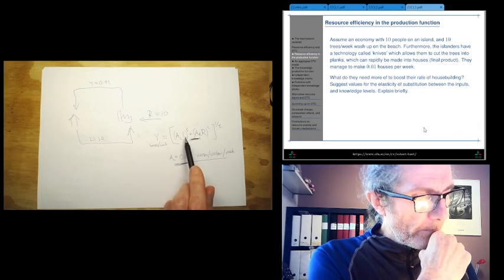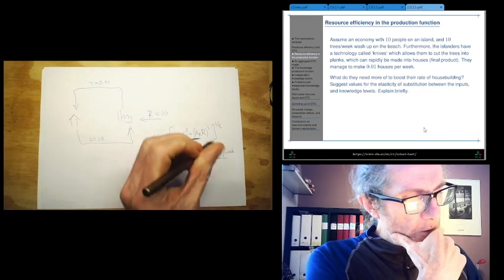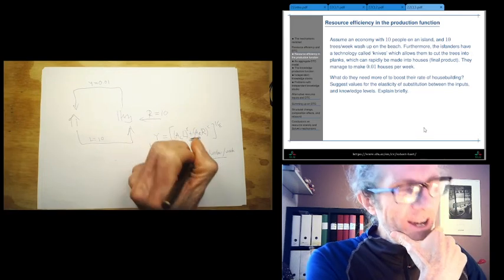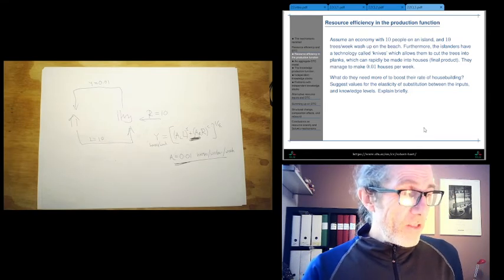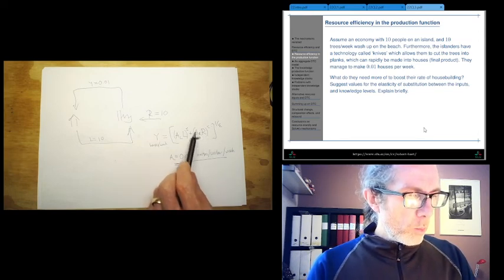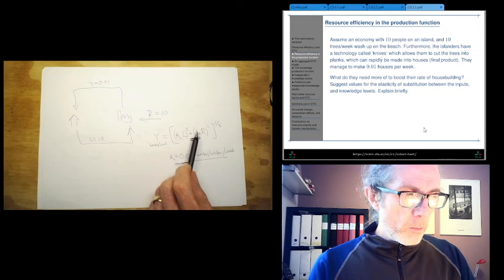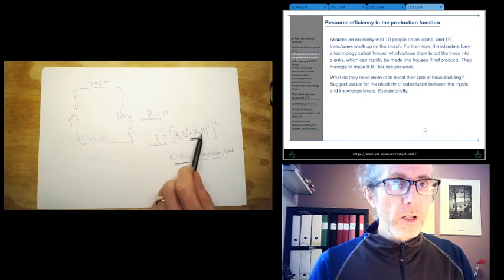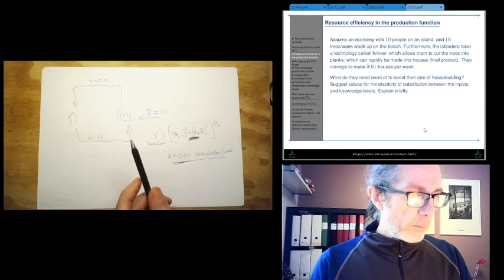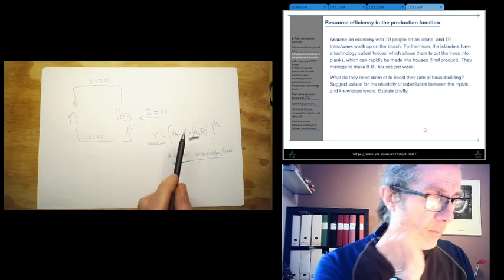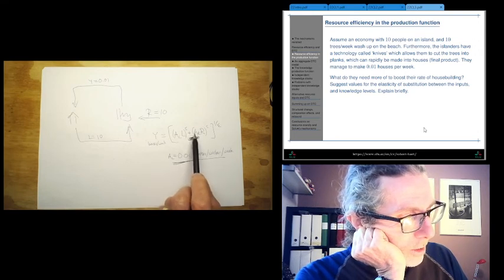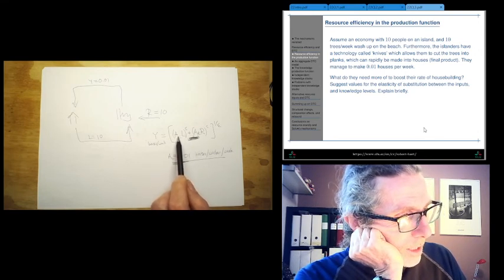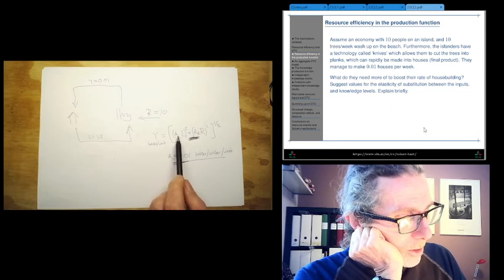It's tricky. How do I explain this? Basically, they're not very substitutable. We've already got way more trees than we can use. If we add even more trees, what's going to happen to house production? Absolutely nothing. But if we had the opposite situation with not enough trees and loads of workers, how much would more workers help? Not at all.